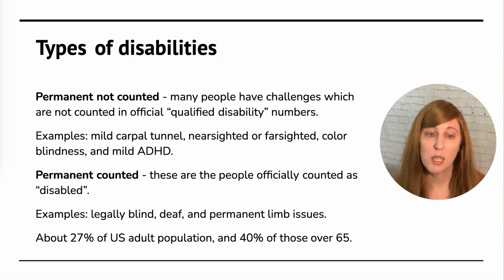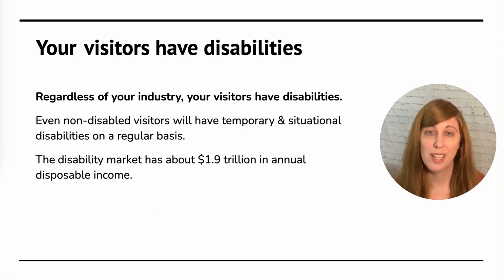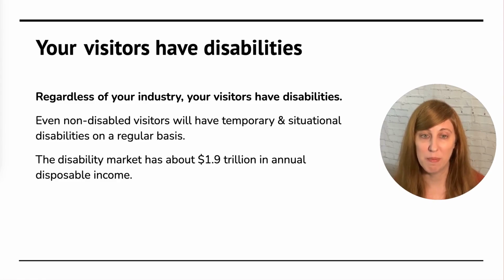In the United States, about 27% of the adult population has a counted disability, and about 40% of those people are over 65. Your website visitors have disabilities. Exactly how many? Well, it's probably north of 20%, and in many cases can be much higher. The global disability market has north of $1.9 trillion in annual disposable income. That is a lot of money.